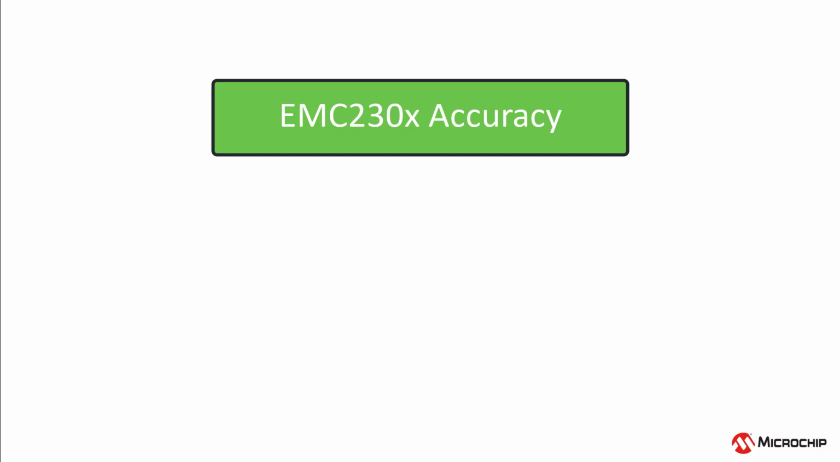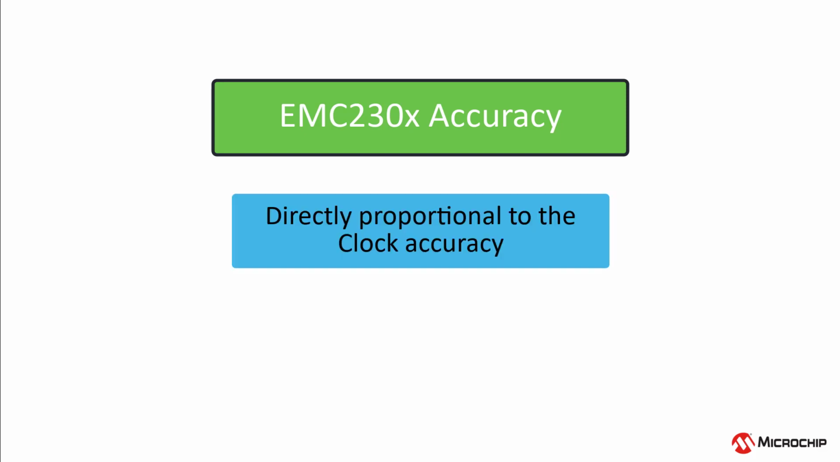One important thing to note about the accuracy of the EMC2305 is that it is directly proportional to the accuracy of the oscillator you are using to count the TAC pulses. So the more accurate your oscillator, the more accurate your TAC readings will be.